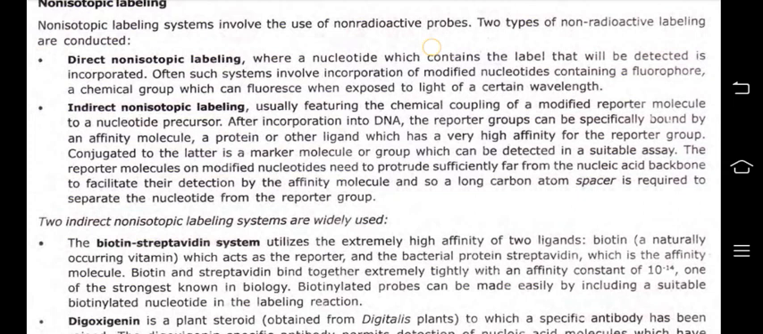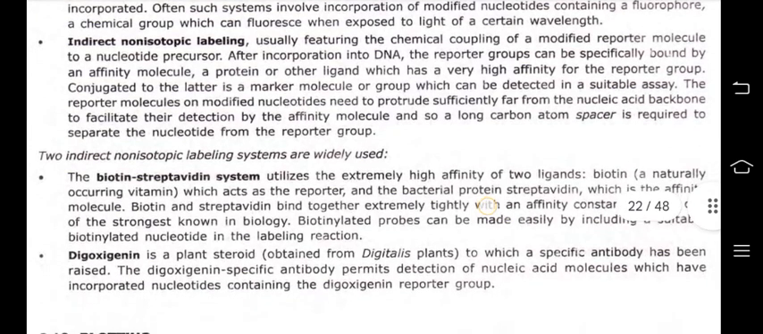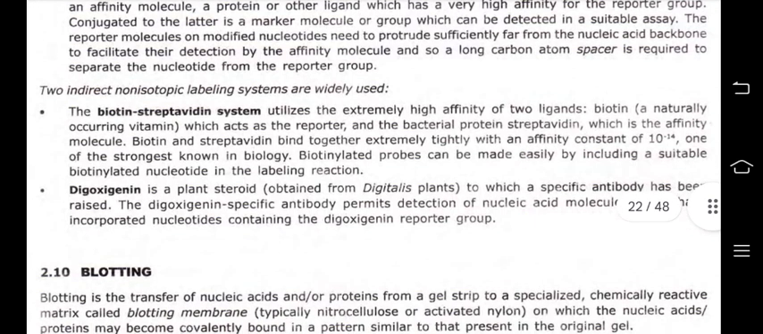The reporter molecule or modified nucleotides need to protrude sufficiently far from the nucleic acid backbone to facilitate their detection by the affinity molecule, and so a long carbon atom spacer is required to separate the nucleotide from the reporter group. Two indirect non-isotopic labeling systems are widely used. The biotin streptavidin system utilizes the extremely high affinity of two ligands: biotin, a naturally occurring vitamin, which acts as a reporter, and the bacterial protein streptavidin, which is the affinity molecule.